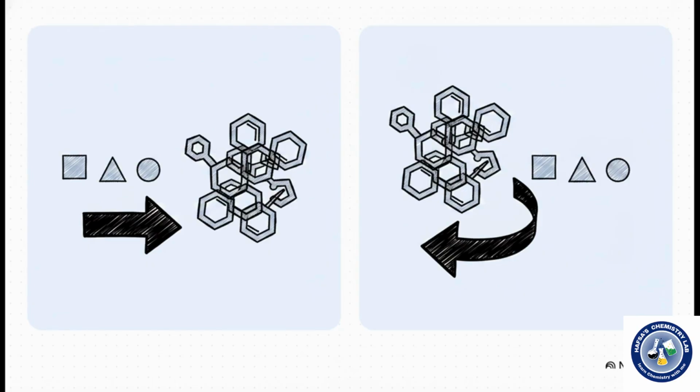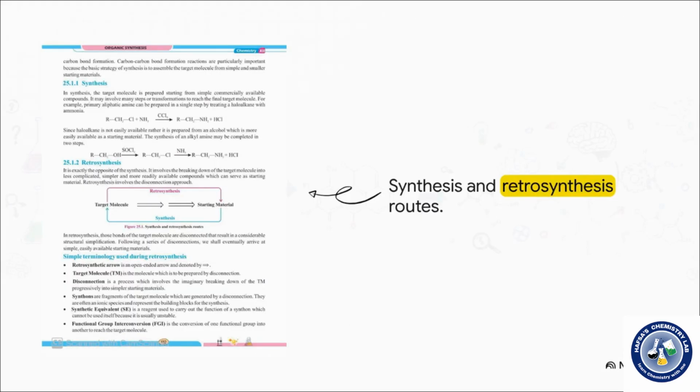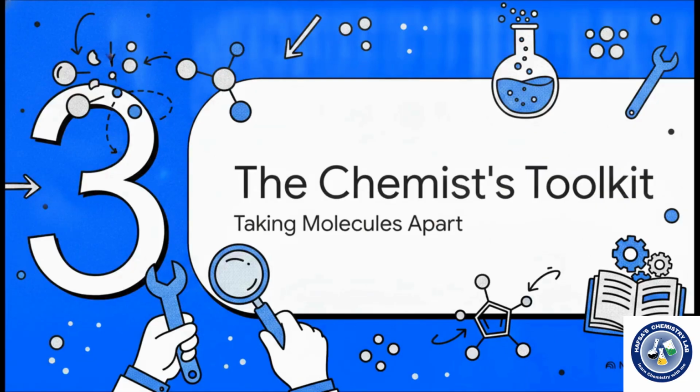It is a straight-up reverse engineering approach where you start with your final, complex target molecule and you mentally break it down, step by step, into simpler, much less complicated compounds until you arrive at something that's readily available. Notice that top pink arrow right there? That open-ended arrow with the double lines? That is the universal symbol for retrosynthesis. It implies a process of imaginary breaking down. You aren't actually running a reaction backward in the lab, you're just systematically deconstructing the molecule on paper to plan out your route. Which brings us to Section 3, the chemist's toolkit.